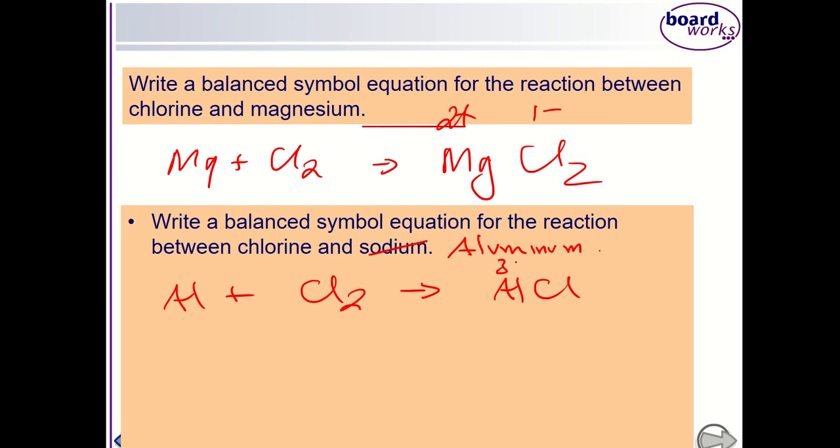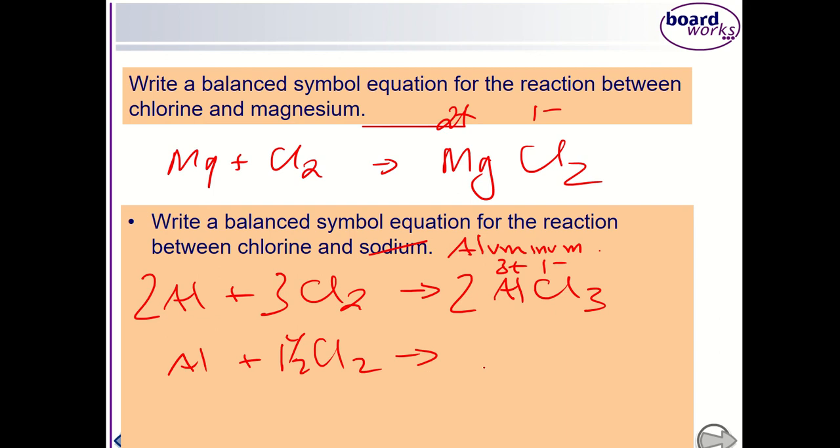So remember, aluminium is 3 plus. Chlorine is still 1-, so it's AlCl3. So we're going to need 2 there and 3 there, and we're going to need a 2 there. The alternate way to do that would be Al plus, because they're diatomics, we can have half, 1.5 Cl2 goes to AlCl3.